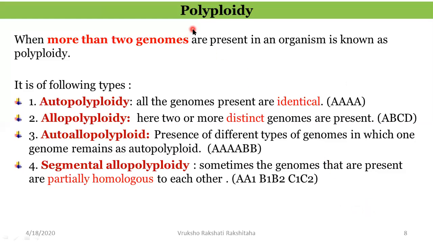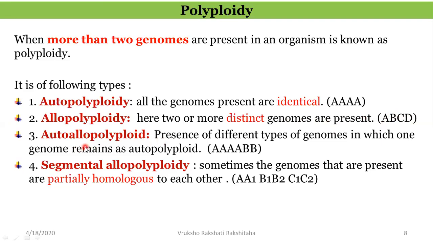Now let us look into what is meant by polyploidy. When an organism has more than 2 genomes, that phenomenon is called polyploidy. It is of the following types. First one is autopolyploidy, when all the genomes present are identical. So, for example, capital A. The second one is allopolyploidy. Here there are 2 or more distinct genomes. For example, A, B, C, D.